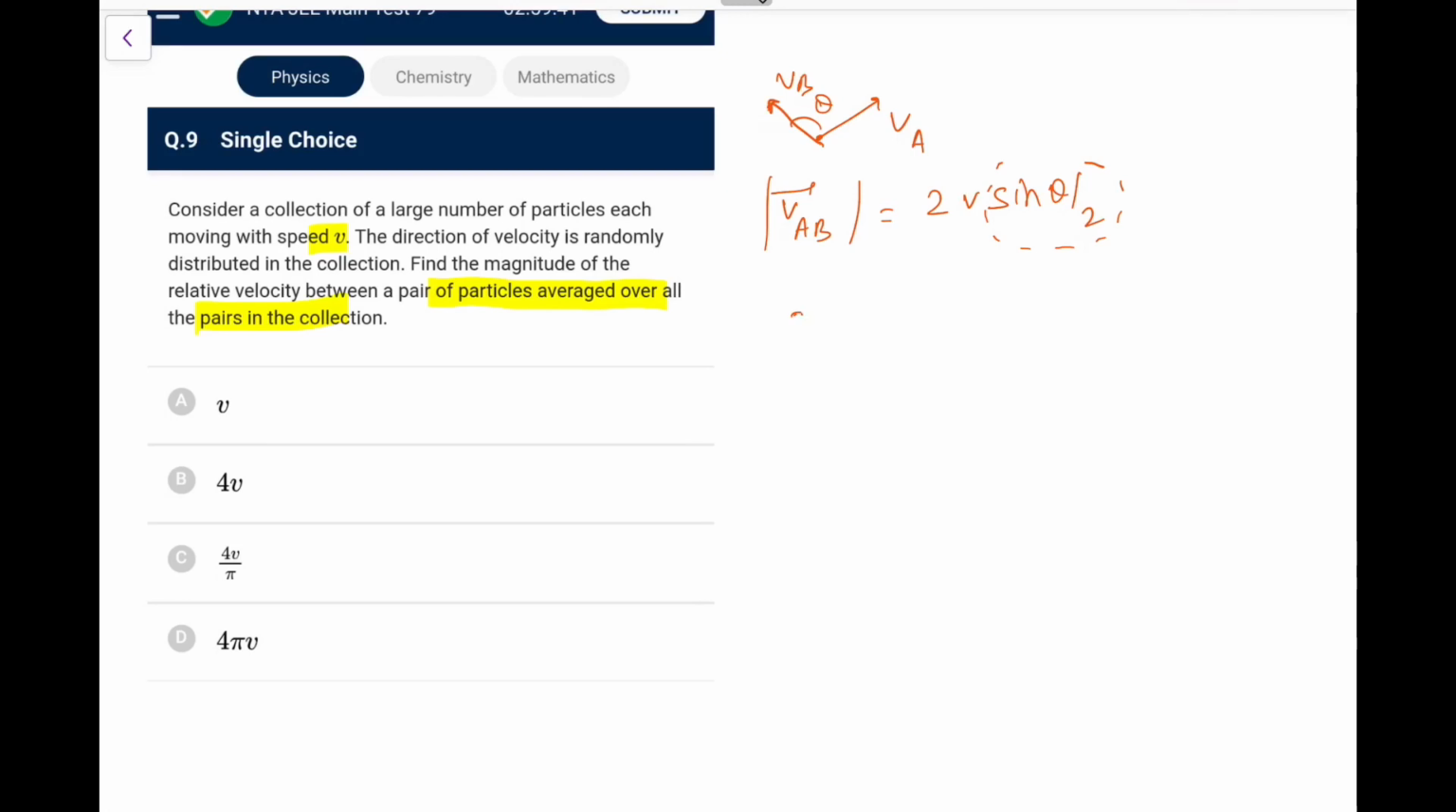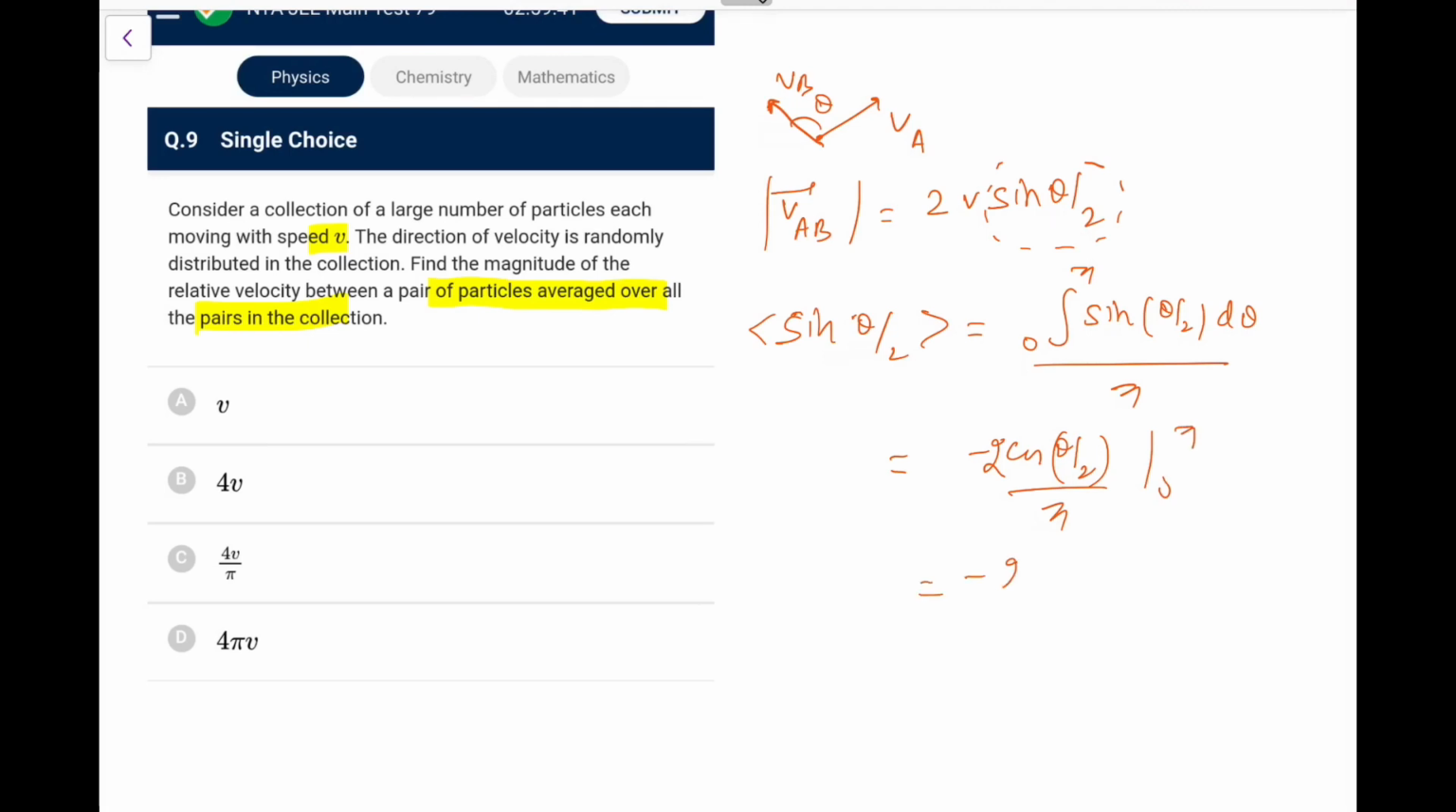So what we will have, this average of sine theta by 2 can be written as the integral of sine of theta by 2 d theta from 0 to pi divided by pi. Its integration is minus cos of theta by 2, and it would be 2 times because of that factor, upon pi from 0 to pi. So that would be minus 2 by pi, cos of pi by 2 minus cos of 0, so that comes out as 2 by pi. So the average value we will now get is 2v into 2 by pi, that is 4v by pi. Go for option C.